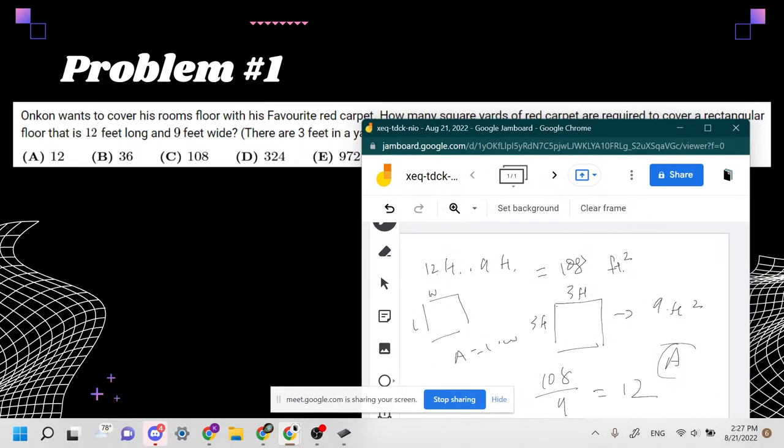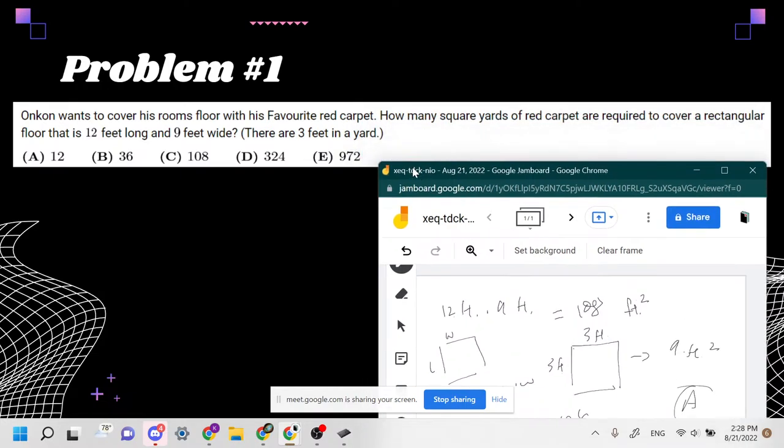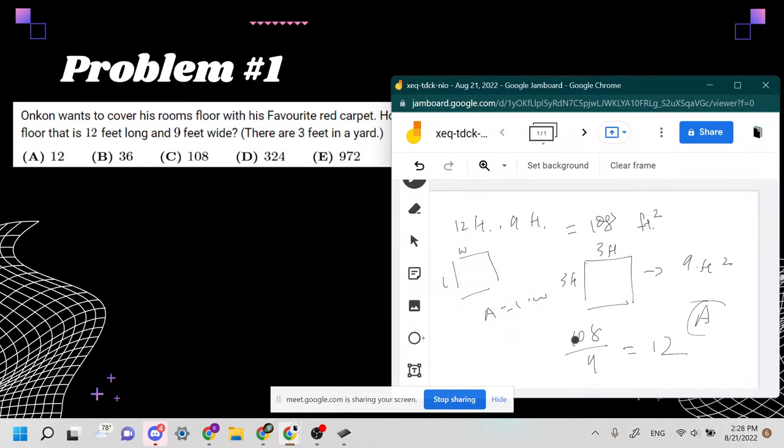But it's asking how many square yards of red carpet. Yeah, so 12 square yards. Because this right here is a square yard. So 1 square yard is equal to 3 feet by 3 feet, right? So this is equal to 1 yard by 1 yard. So 1 square yard is actually equal to 9 square feet. So we solved for the total area, and we simply divided that by 9 square feet to find you need 12 square yards.